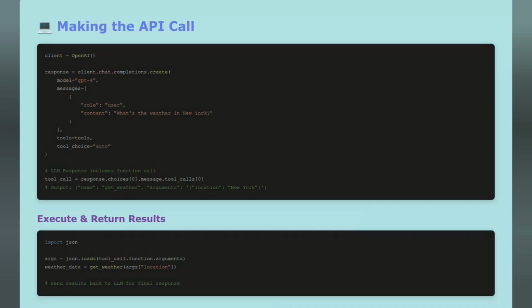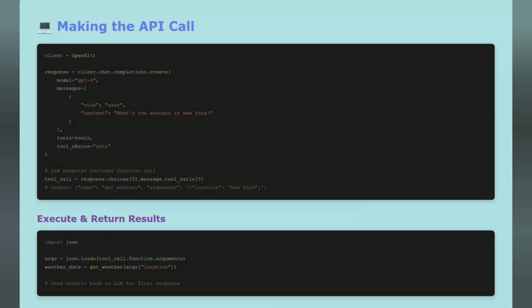Now we execute that function. We actually call our getWeather function with New York as the parameter. We get back real weather data, and then we send that back to the LLM for it to formulate a natural language response. This is the complete loop, from user query to function identification to execution to final response.